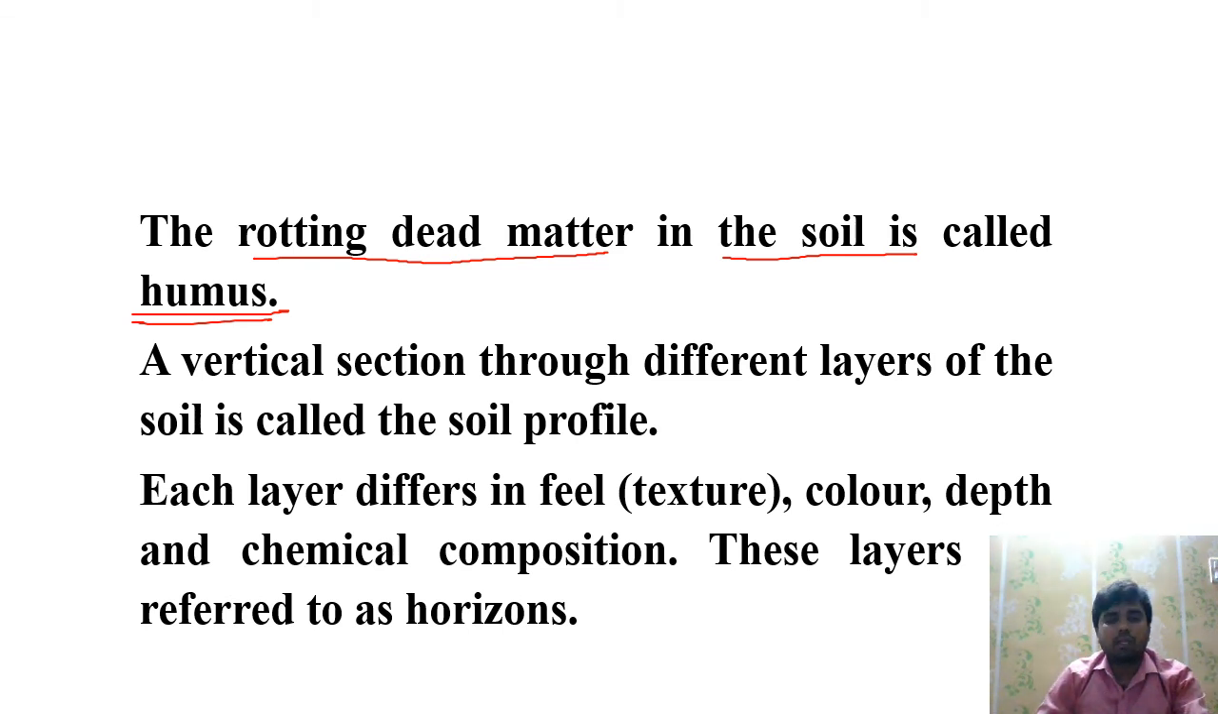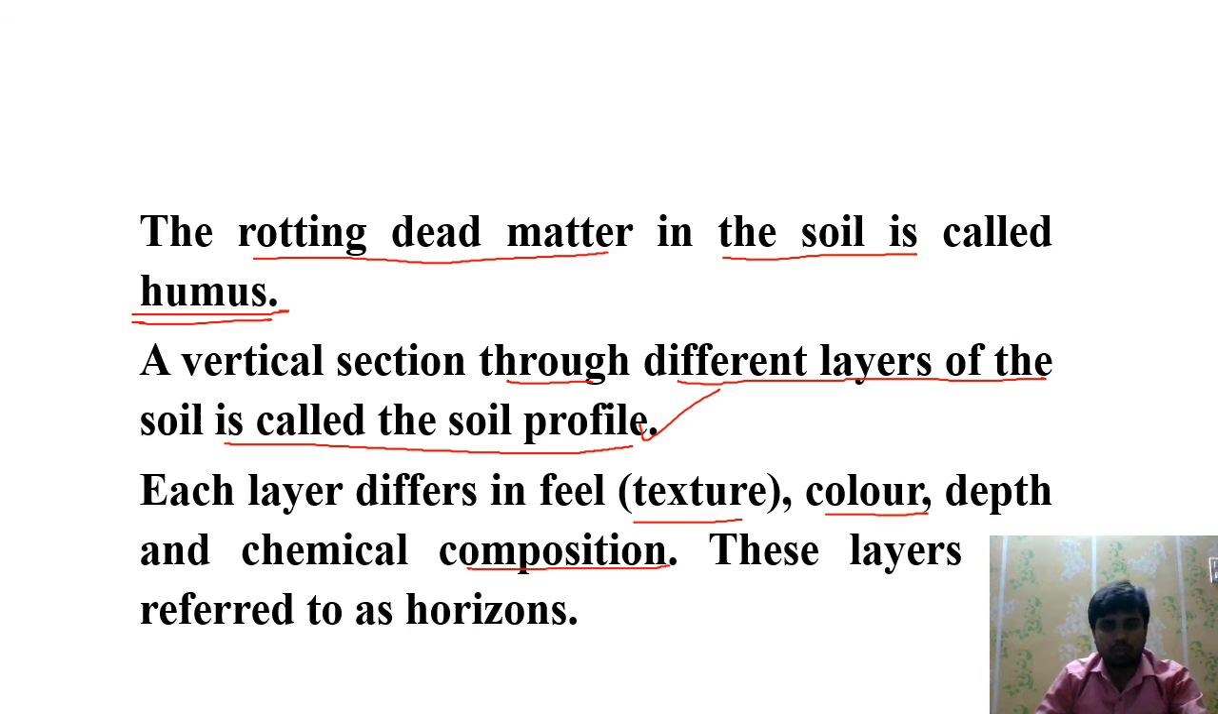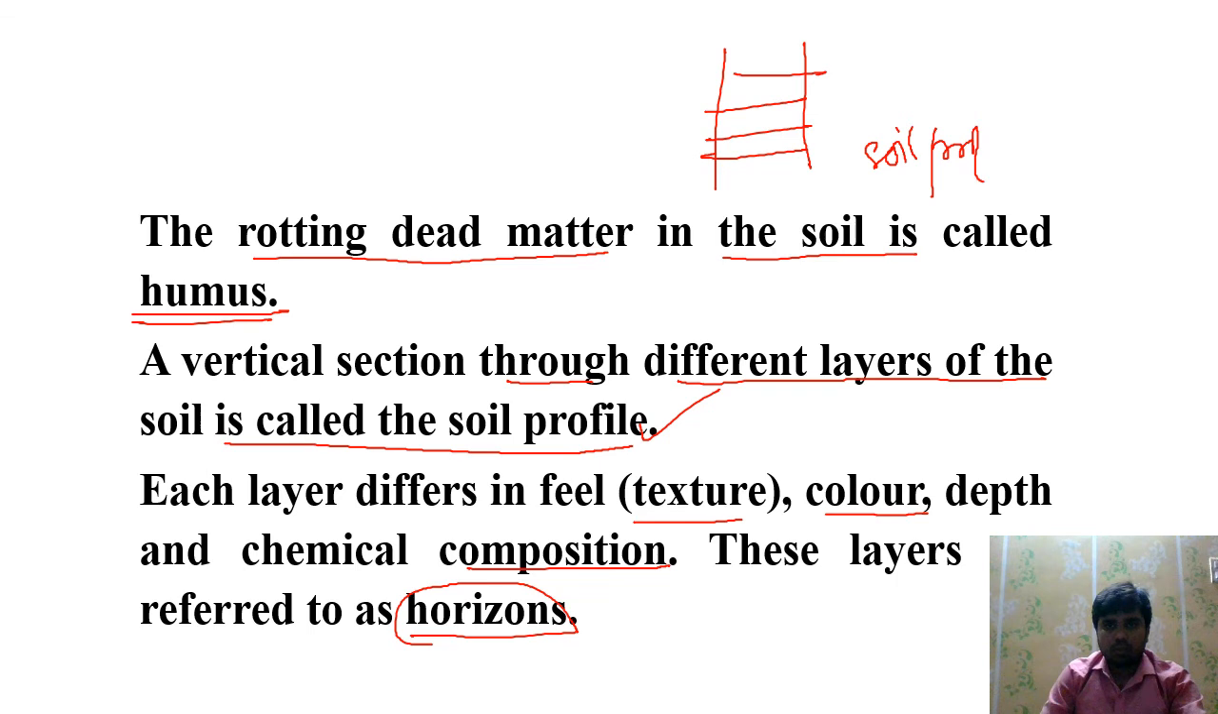Okay, the vertical section through which different layers of the soil are seen is called the soil profile. So what is soil profile? The vertical section through which different layers of the soil are seen is called soil profile. Each layer differs in texture, color, depth and chemical composition. These layers are referred to as horizons. Okay students, so horizons are individual layers present in the soil profile, and these are the horizons.